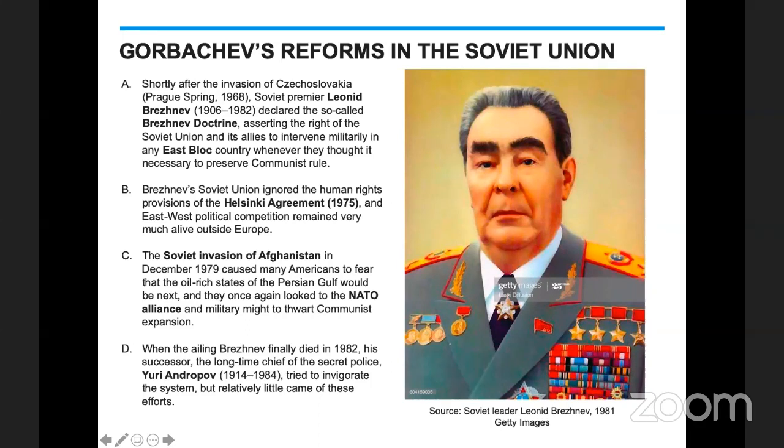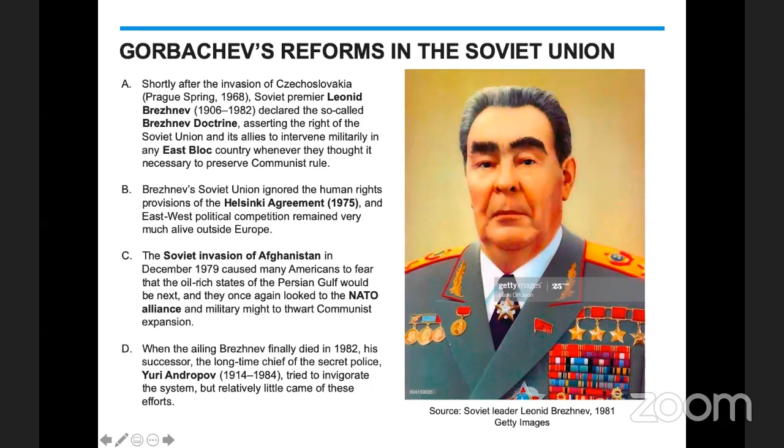And then in C, the Soviet invasion of Afghanistan in December of 1979 causes many Americans to fear that the oil-rich states of the Persian Gulf may be next. And they once again look to the NATO alliance and military might to thwart communist expansion. Brezhnev will pass away; he dies in 1982. His successor is the longtime chief of the secret police, Yuri Andropov. He tried to invigorate the system, but relatively little came of these efforts.